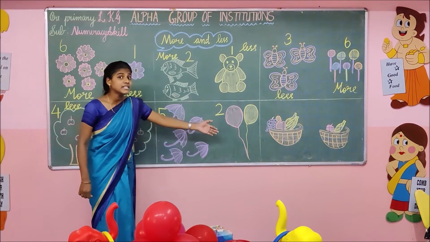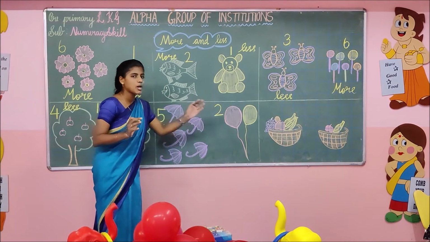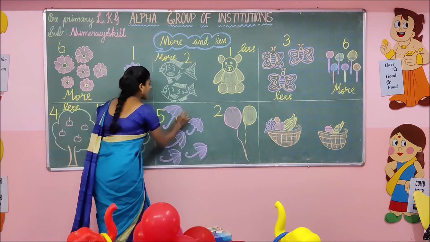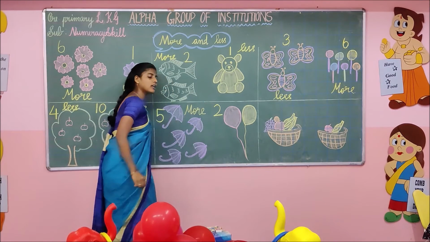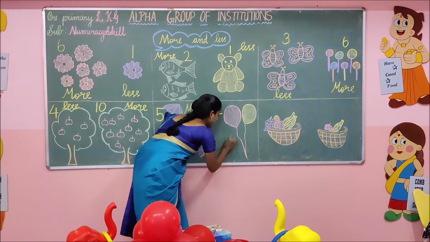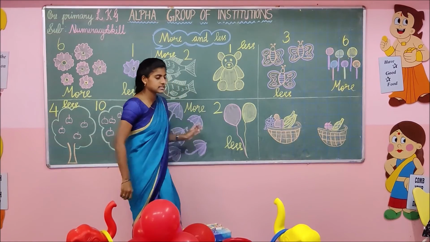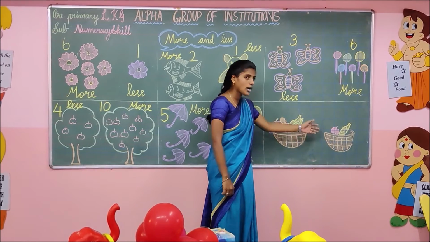Which is more and which is less? Umbrella is more and the balloons are less. Shall we write more and less? M O R E. More. Balloons are less. Shall we write less? L E S S. Less. More and less.